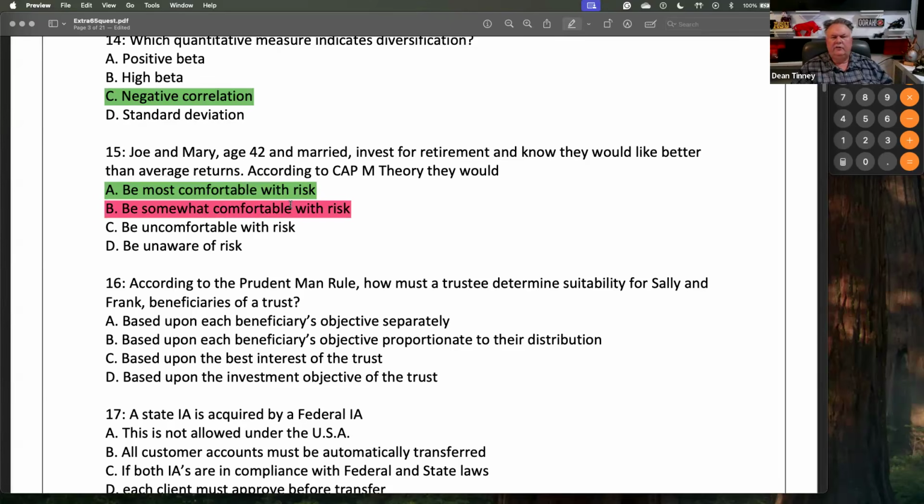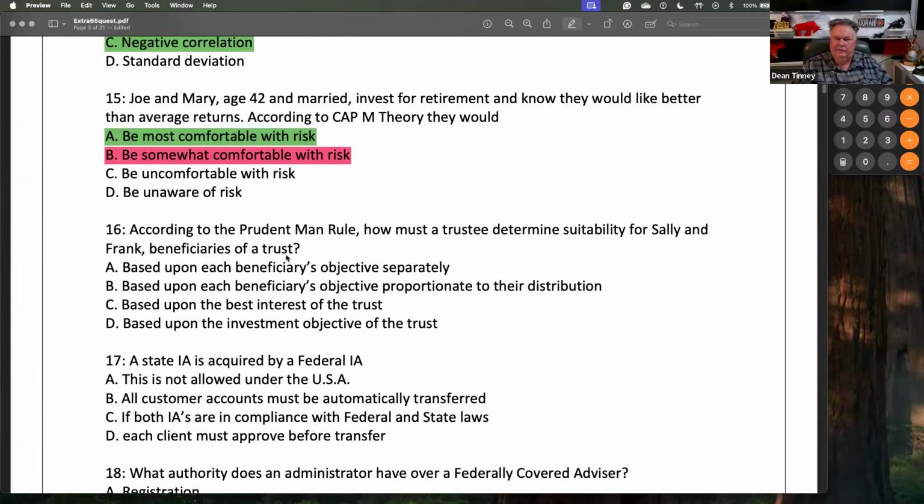In general, as a test taker, Joseph, don't take wishy-washy answers. If you're going to go down, go down with a strong answer. So somewhat comfortable, that's not going to be a good thing.